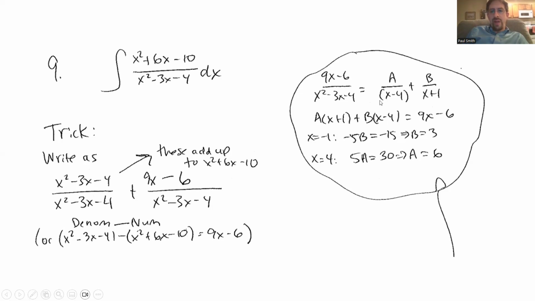The denominator factors to x minus 4 and then x plus 1. So a times x plus 1 plus b times x minus 4 is equal to 9x minus 6. I try -1. I get -5b equals -15. So b is 3. And then I try x equals 4 as my other one. And I get 5a is equal to 30 and a is equal to 6. So in other words, I get 6 over x minus 4 plus 3 over x plus 1.